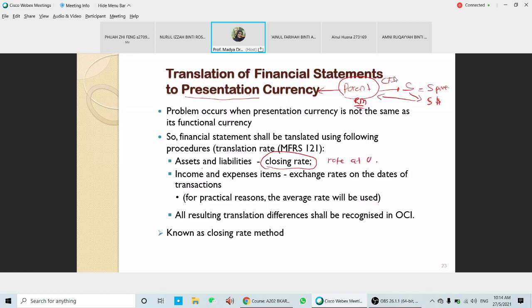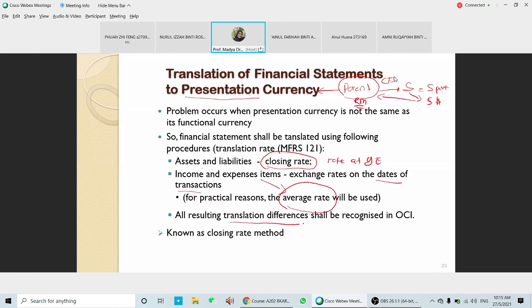Income and expense items need to be translated using the exchange rate at the dates of the transaction. We need to use the rate at the transaction. But for the income and expense items, since there are many transactions that occur, for a practical reason, we're going to use an average rate. So income and expense items use an average rate, resulting in a translation difference.